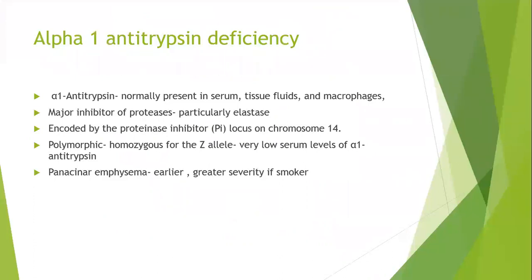Let's talk about alpha-1 antitrypsin deficiency briefly. I told you earlier that there are anti-proteases in your body. Alpha-1 antitrypsin is an anti-protease. It is normally present in serum, tissue fluids, and macrophages, and it is a major inhibitor of proteases, especially elastase.